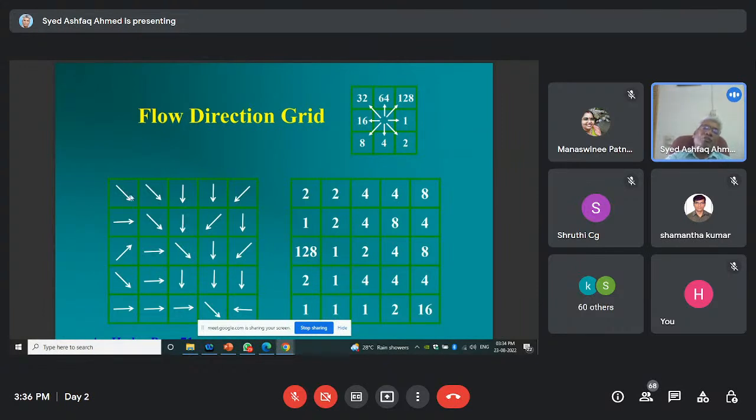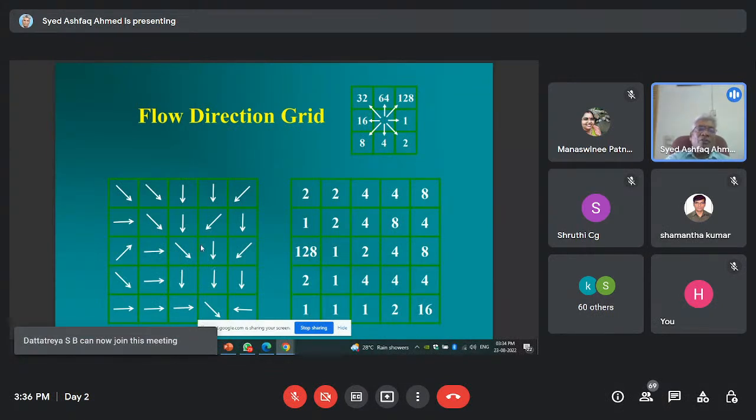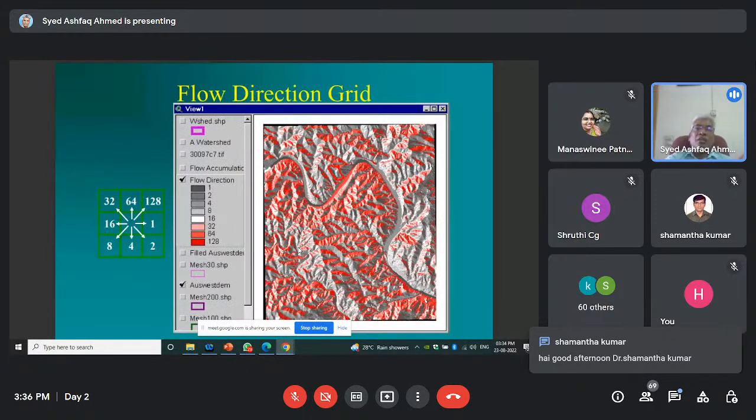Most of the directions you can see are southeast, some of them south, some of them east and southwest. So all these arrows represent the direction of the water flow. Okay. So based on this direction, you can derive a lot of physical properties. Based on this, you can see the color. From this color, you can see which direction it is flowing.